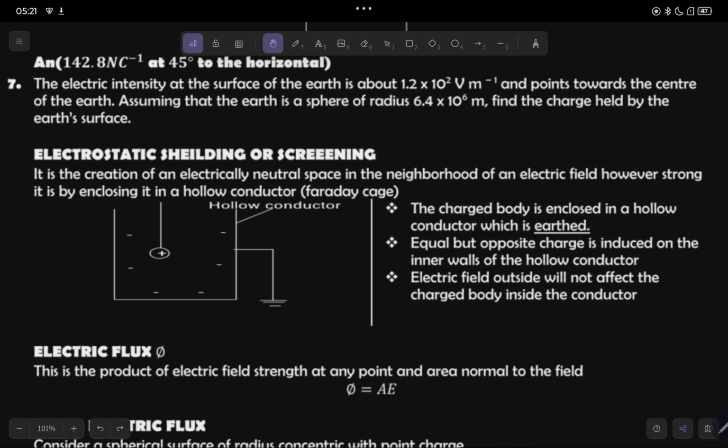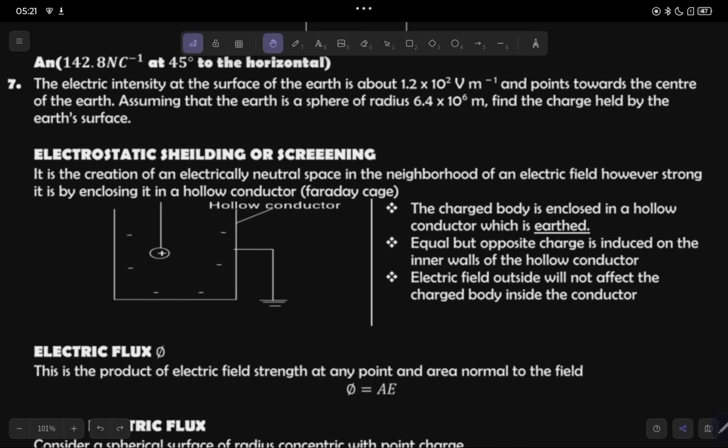How do we do it? You get a hollow conductor, what you call a Faraday cage, and surround that charge or object which you want to shield with that cage, which is earthed. So you earth the cage or the conductor and surround the charge or the conductor in question that you want to protect. You put it in that cage. So the charged body is enclosed in a hollow conductor which is earthed. That is the Faraday cage.